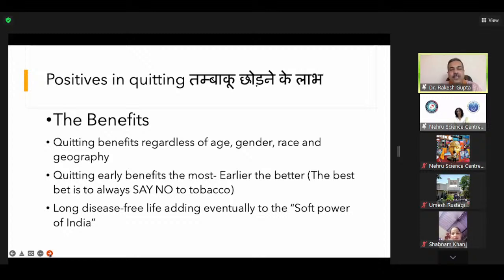So earlier the better is the right message, and the best bet of course is always to say no to tobacco. Anybody who is offering it to you, who is encouraging it to you, or you are getting at the sense of adventure into it, say no. This is something which you cannot afford to enjoy. Long disease free life adding eventually to the soft power of India.